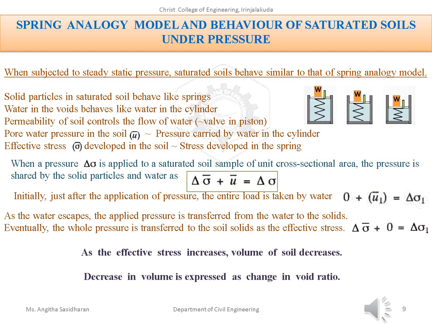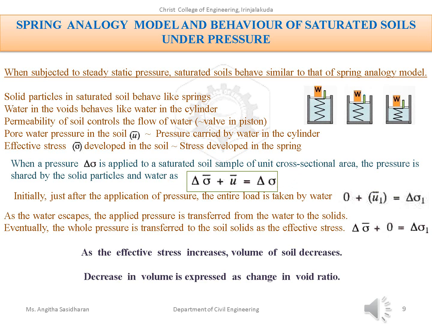Here delta sigma bar is the effective stress, and u bar is the pore water pressure. So you are familiar with this. What is effective stress? It is total stress minus pore water pressure. The same relation is expressed in a different manner.